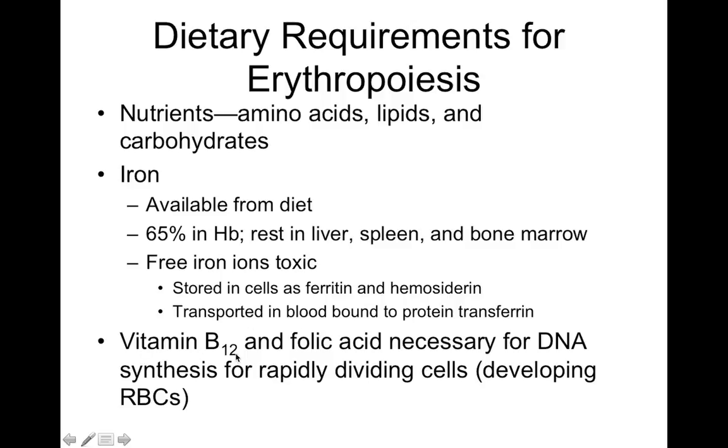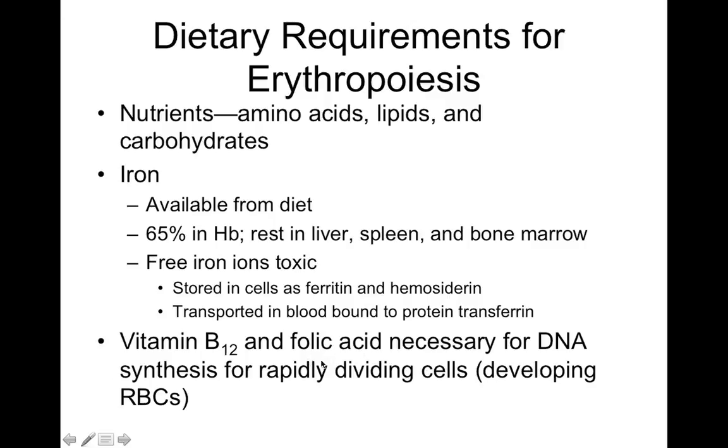You know, vitamin B12 is one of those things that you find in high concentrations in meat. So people on vegetarian diets have to be careful about getting enough vitamin B12 in their diet. Folic acid you find in leafy greens, folate. And if you're not eating enough leafy greens, you could be deficient in folic acid.